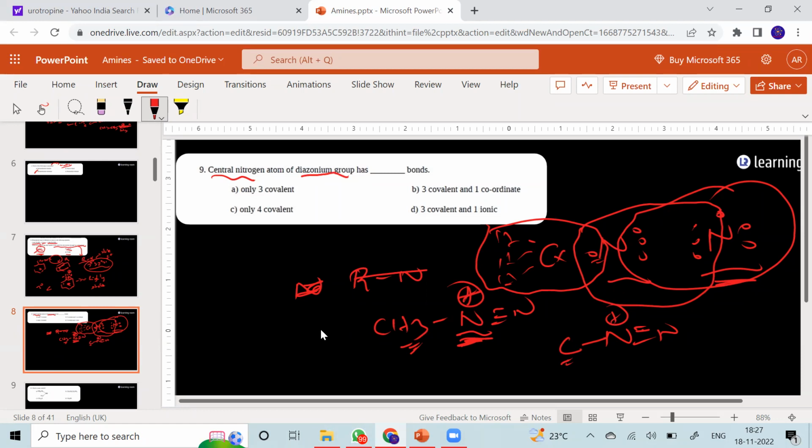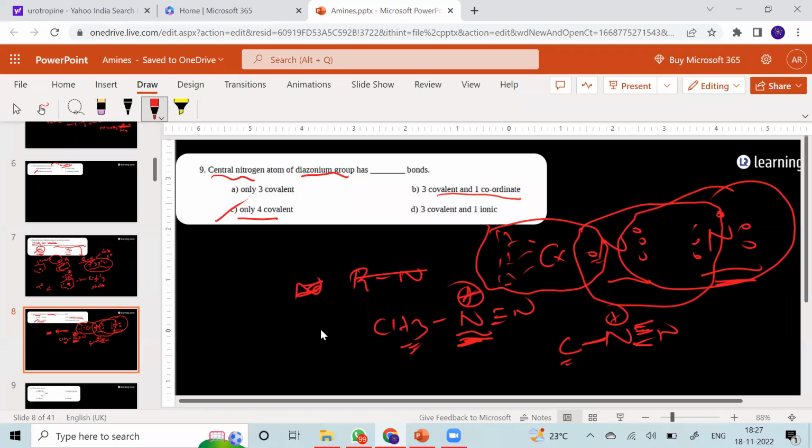Now, how many sigma? Okay, we'll try to understand this. They're telling 3 covalent, 1 coordinate. Where is the coordinate bond? Nothing. All we have is this nitrogen has 4 covalent bonds: 1, 2, 3, 4. There's no coordinate bond.